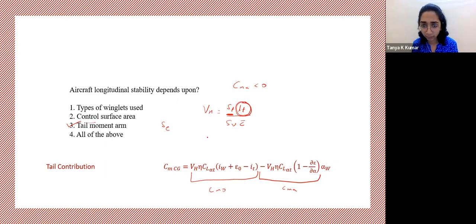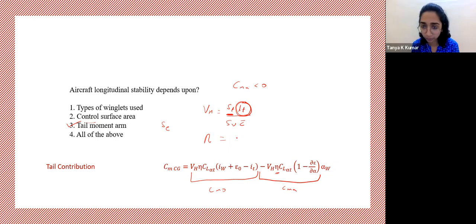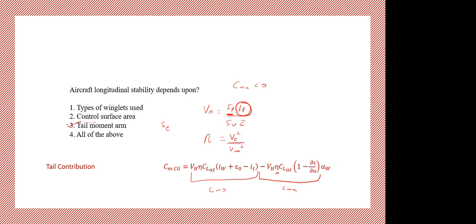Okay, what is eta? Somebody had mentioned that tail moment arm is coming in eta. So can someone tell me what eta is? This quantity, what is it? Ma'am, eta is efficiency, ma'am. Yes, what is it equal to? It is the efficiency factor, you're right. Eta is velocity observed at the tail over the free stream velocity. Why is the velocity observed at the tail different from the free stream velocity? Because of downwash. Yes, you're absolutely right.